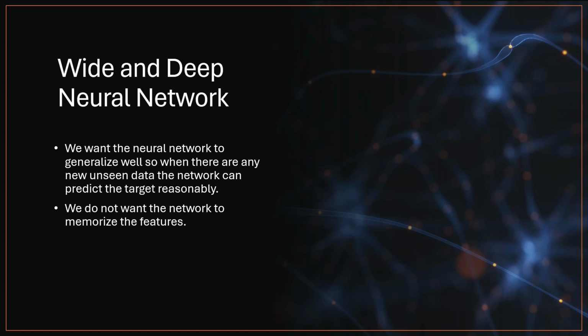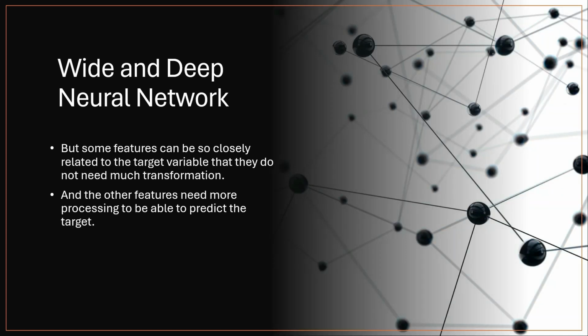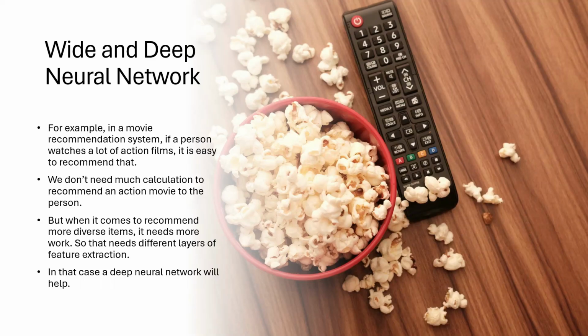So we do not want the network to memorize any features. But some features can be really closely related to the target variable that they can directly go to the output layer. They don't need much transformation or they don't need to go through much mathematical calculations. But some other features can be not so closely related to the target variable and they need to go through a deep neural network to be able to predict the target well.